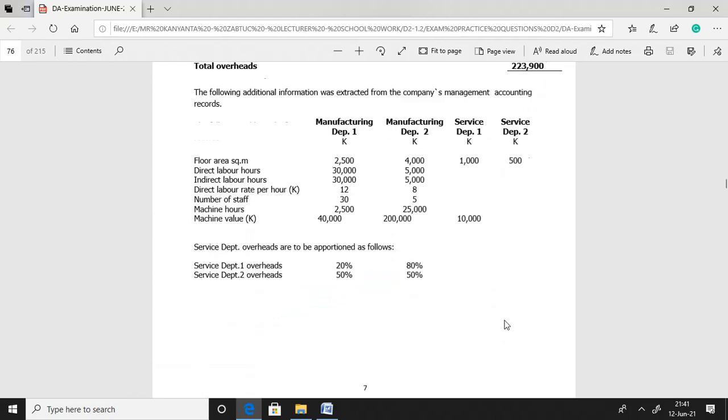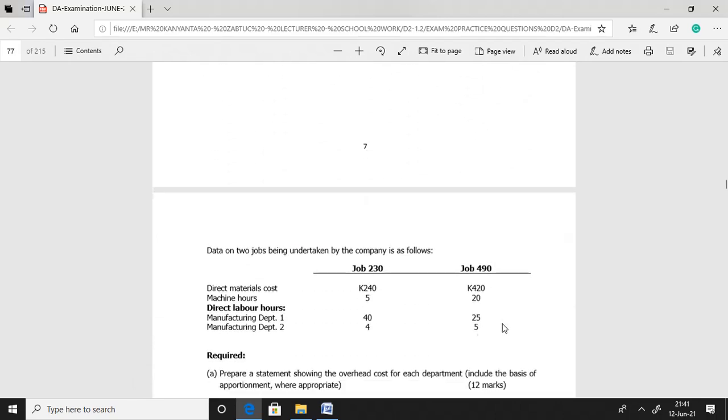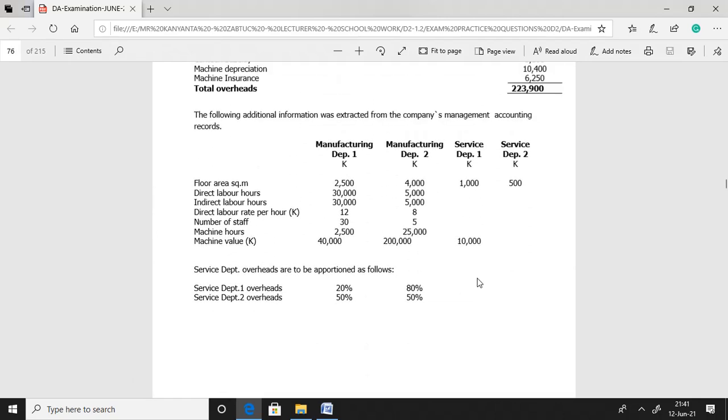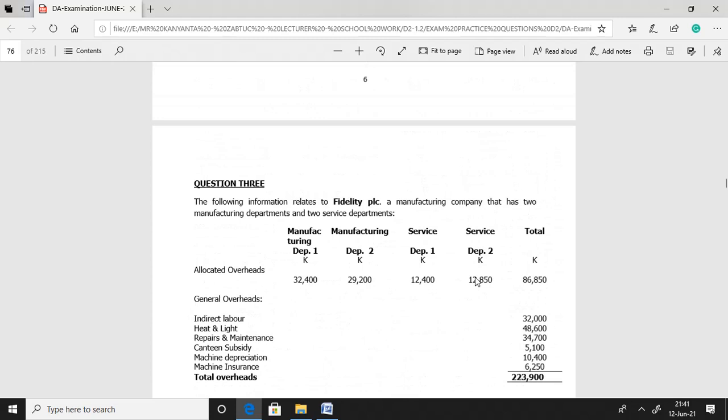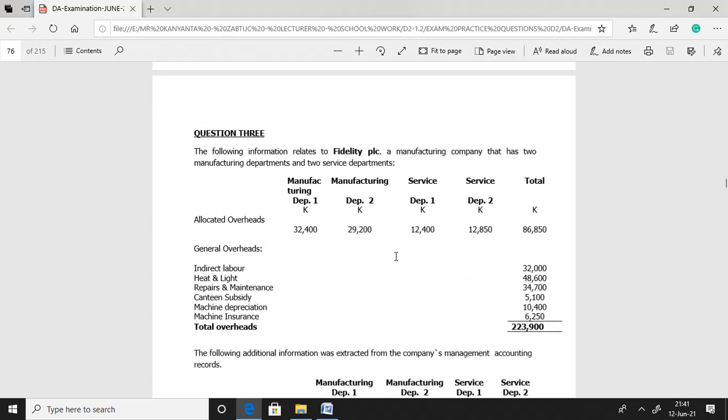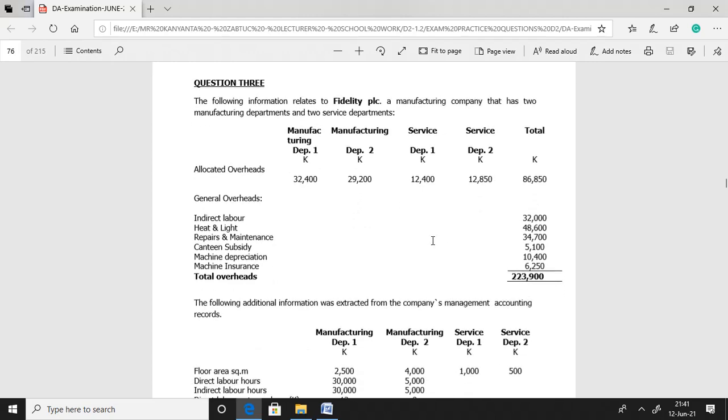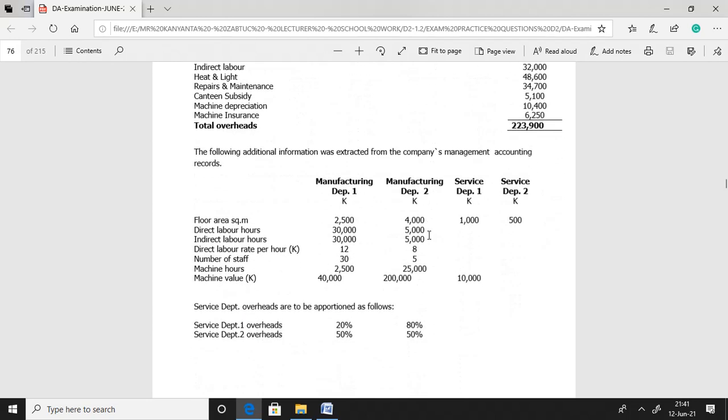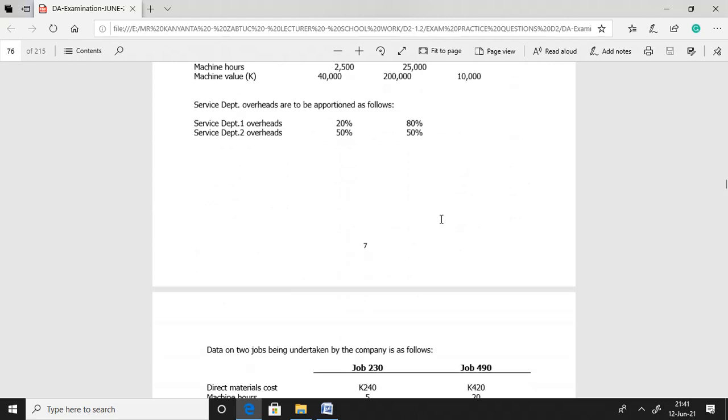Then the required down there, I think that's all we have been given here. We are supposed to do an overhead analysis sheet where we show how these overheads are going to be allocated, apportioned and reapportioned, and also how we are going to calculate the absorption rates.